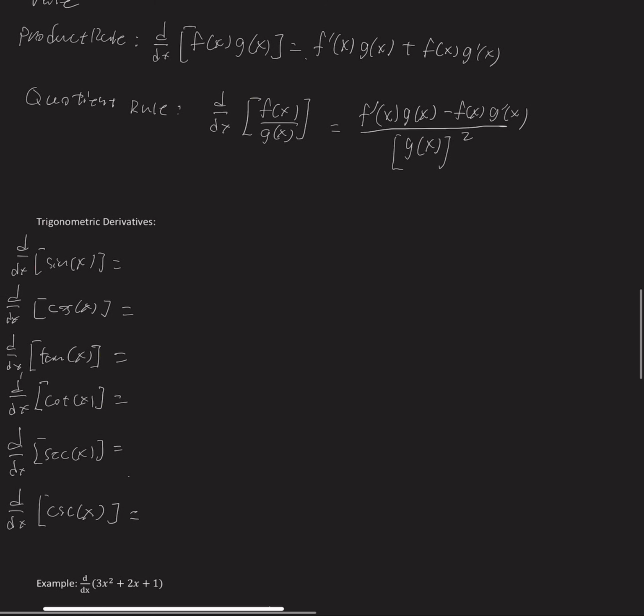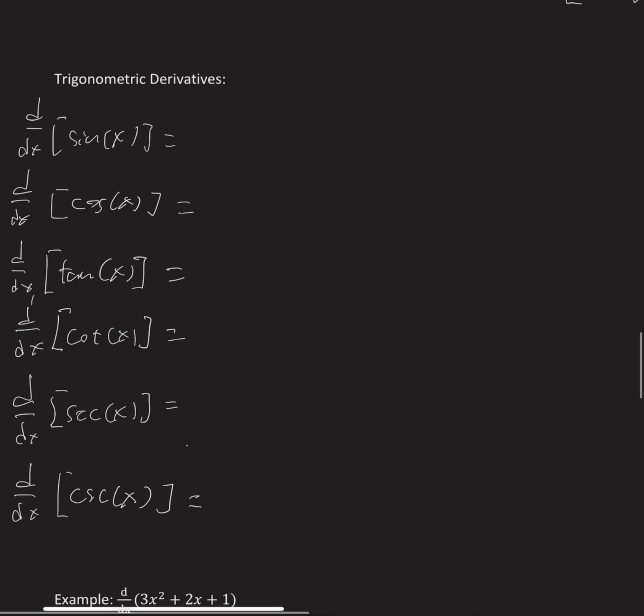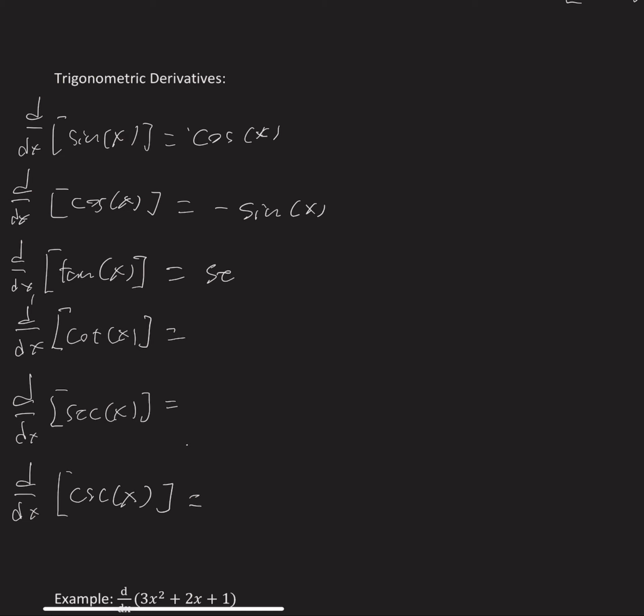Okay, trigonometric derivatives. We will learn all 6. The derivative of sine of x is equal to cosine of x. The derivative of cosine of x, guess what? It's negative sine of x. The derivative of tangent of x is equal to secant squared of x. Well, it's actually one of our practice problems, we'll talk about it a bit later. The derivative of cotangent of x is equal to negative cosecant squared of x.